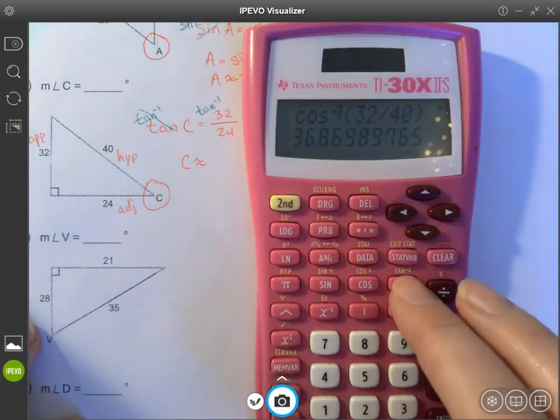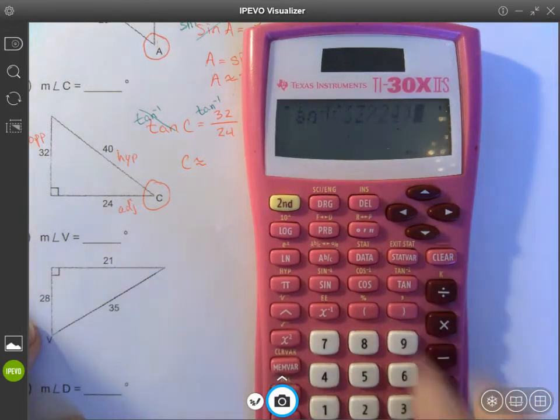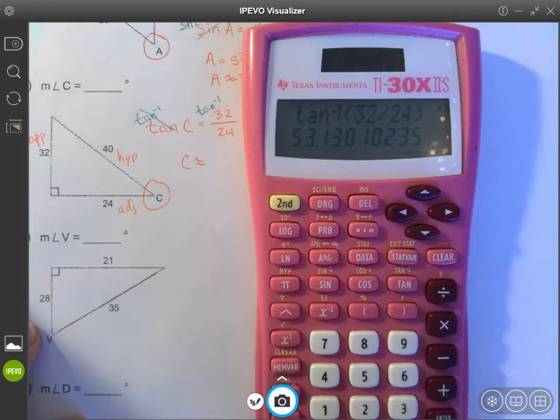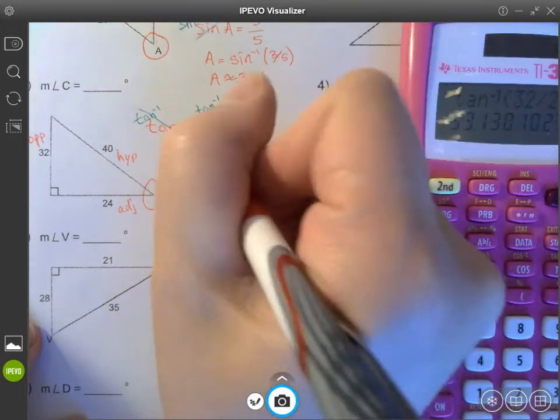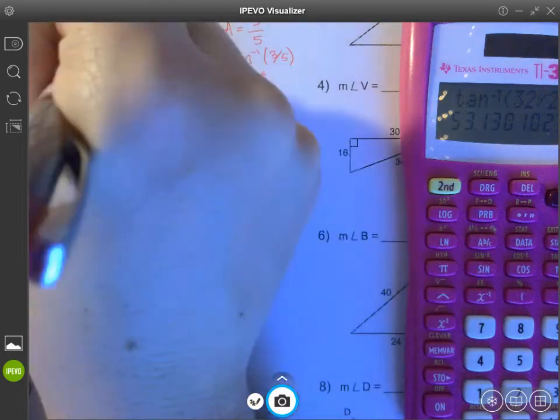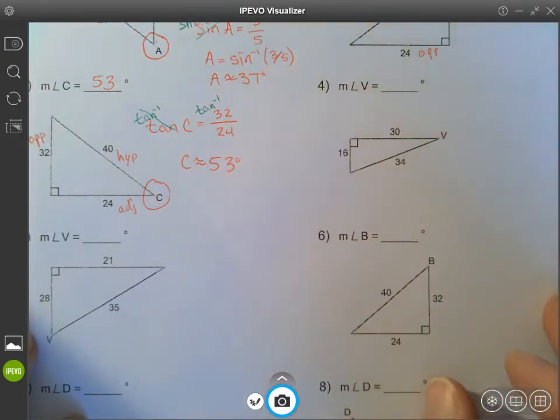So I'm using my inverse tangent, 32 divided by 24, or fraction. Okay, good. It's not the same number. I get 53. So about 53 degrees. So we did one of each type on the front, and you can see it's the same process. We just have to watch our ratio.